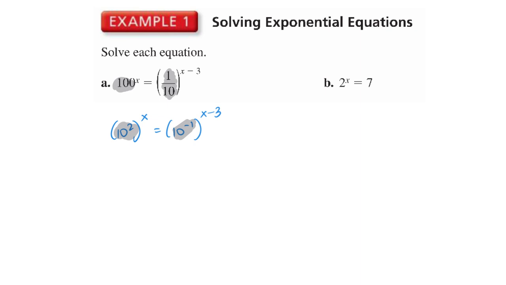Now I do my powers to powers, and I multiply the 2 times the x, and over here I multiply the negative 1 times the x minus 3. By doing this, I've freed up the base of 10 and I can now cancel it out. So 2x equals negative 1x plus 3. I'm distributing. Add x to both sides.